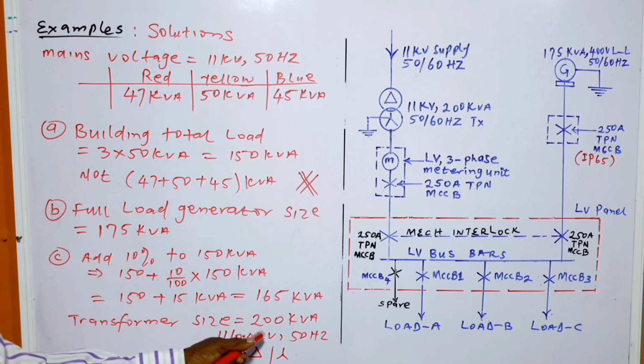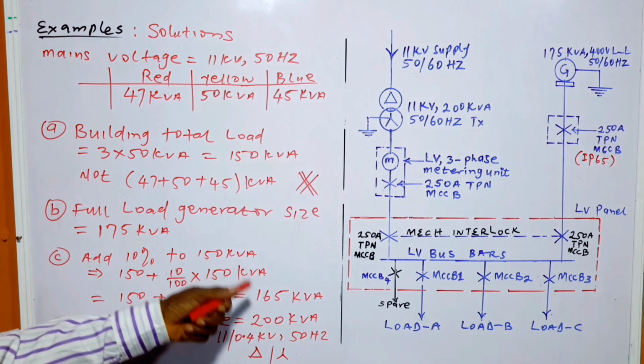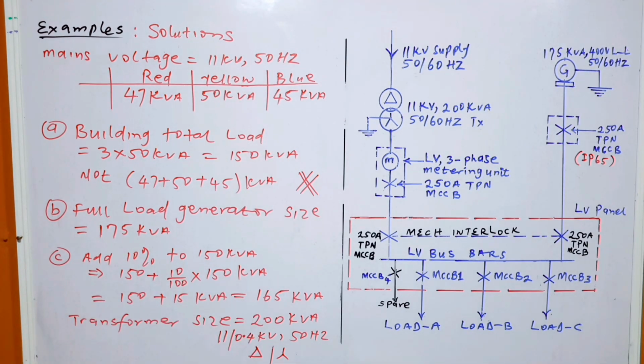Now, transformer size is equal to 200 kVA. That is the readily available transformer size in the market that is very close to 165 kVA. It has to be close and higher than 165 kVA. That is 200 kVA. And the voltage is 11 kV on the primary side and 400 volts on the secondary side. The primary side is delta, while the secondary side is star, and the frequency is 50 Hz. Moving on.